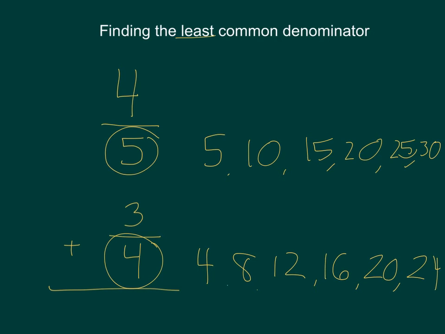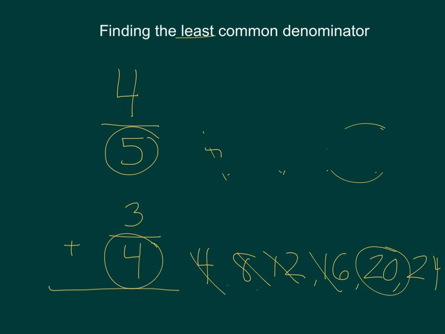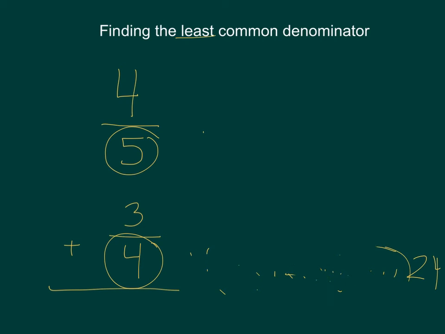Now let's see if they have any in common. No 5, no 4. I like to cross it off. No 16. Aha, there it is, 20. That's what these guys have in common. So now I'm going to erase this. You can keep it on your paper to show your work. But I now know that 20 should be my denominator. That's what they have in common. It's what's going to work.